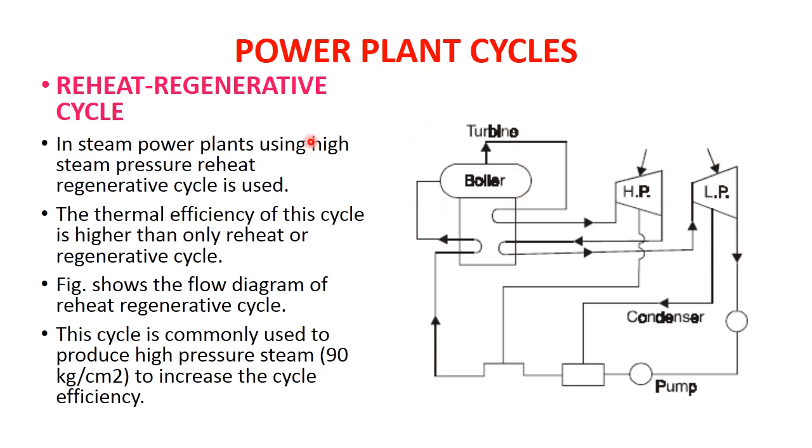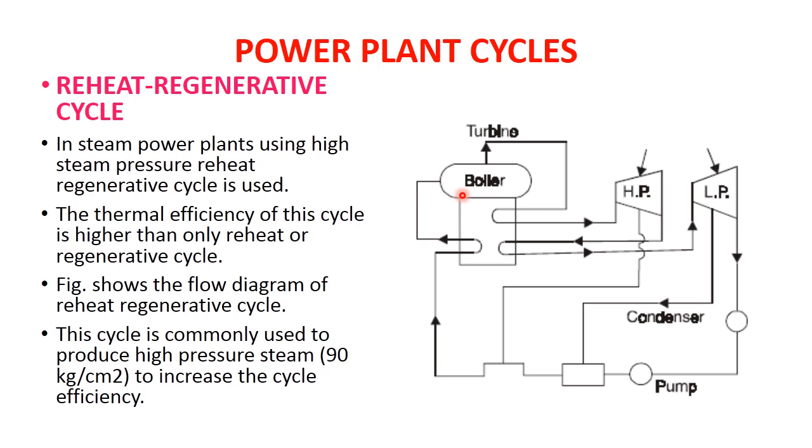And the last one is the reheat regenerative cycle. You can see here that there are two types of turbines, high pressure turbine and low pressure turbine, and one boiler. So this boiler will transfer the heat to the high pressure turbine, and this high pressure turbine will be connected with the help of a heat exchanger, and then it will pass towards this low pressure turbine. From this low pressure turbine, again it will be passed through a small pump, and again it will be taken to the boiler.